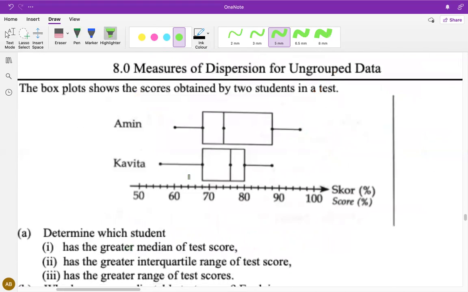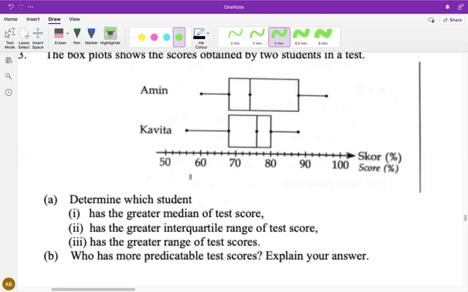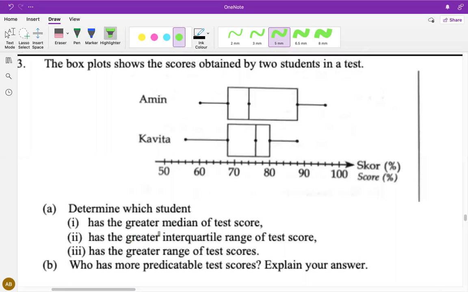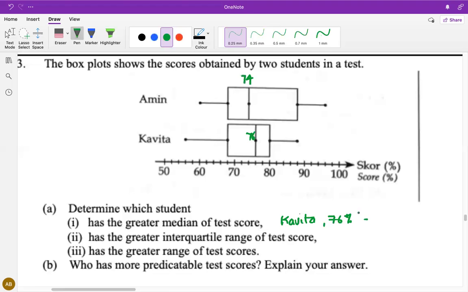So now we go to topic 2, number 3. Okay, determine which student has a greater median of test score. Okay, which median? So you can see here Kavita. So the median is 76. So here is 74. This is 76. Okay. Who has the greater interquartile range test score?